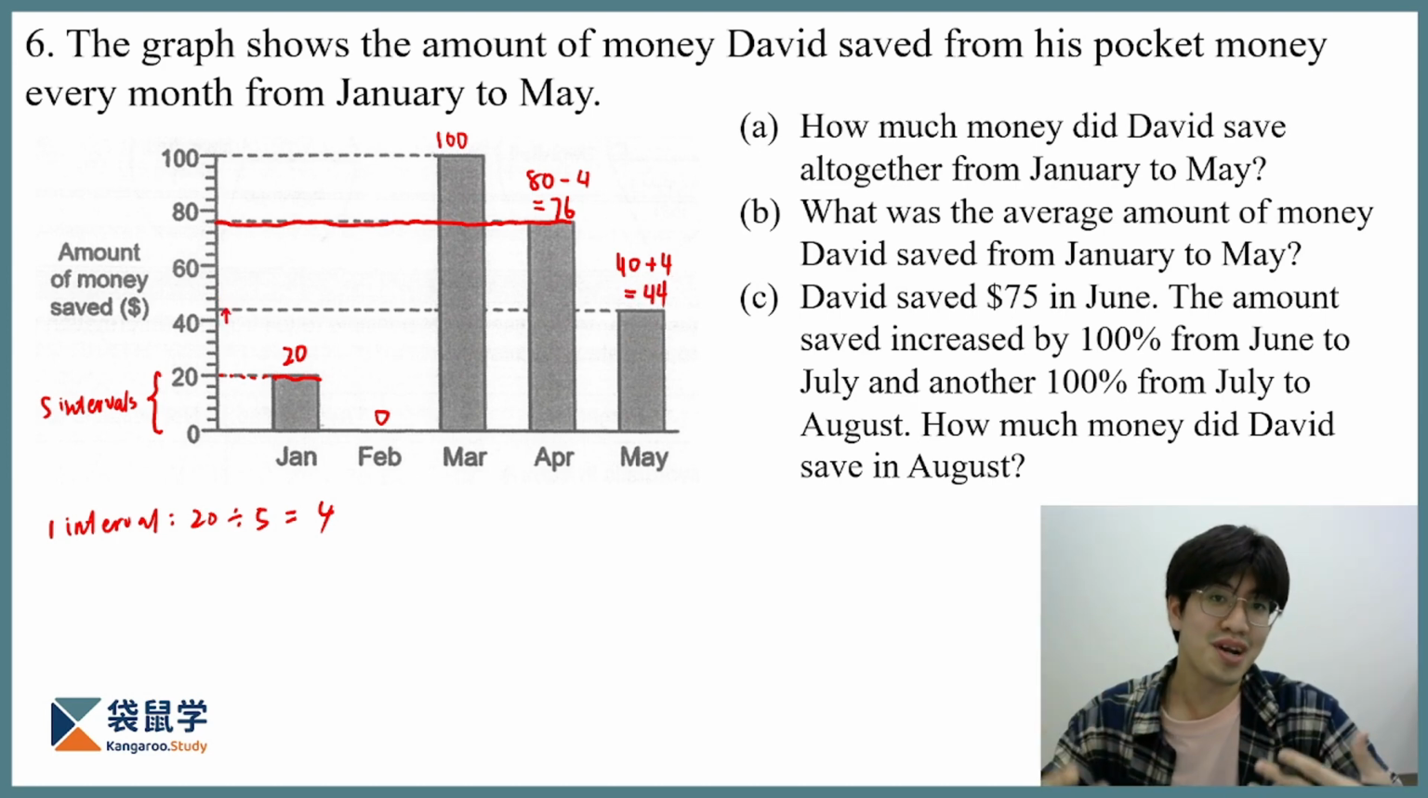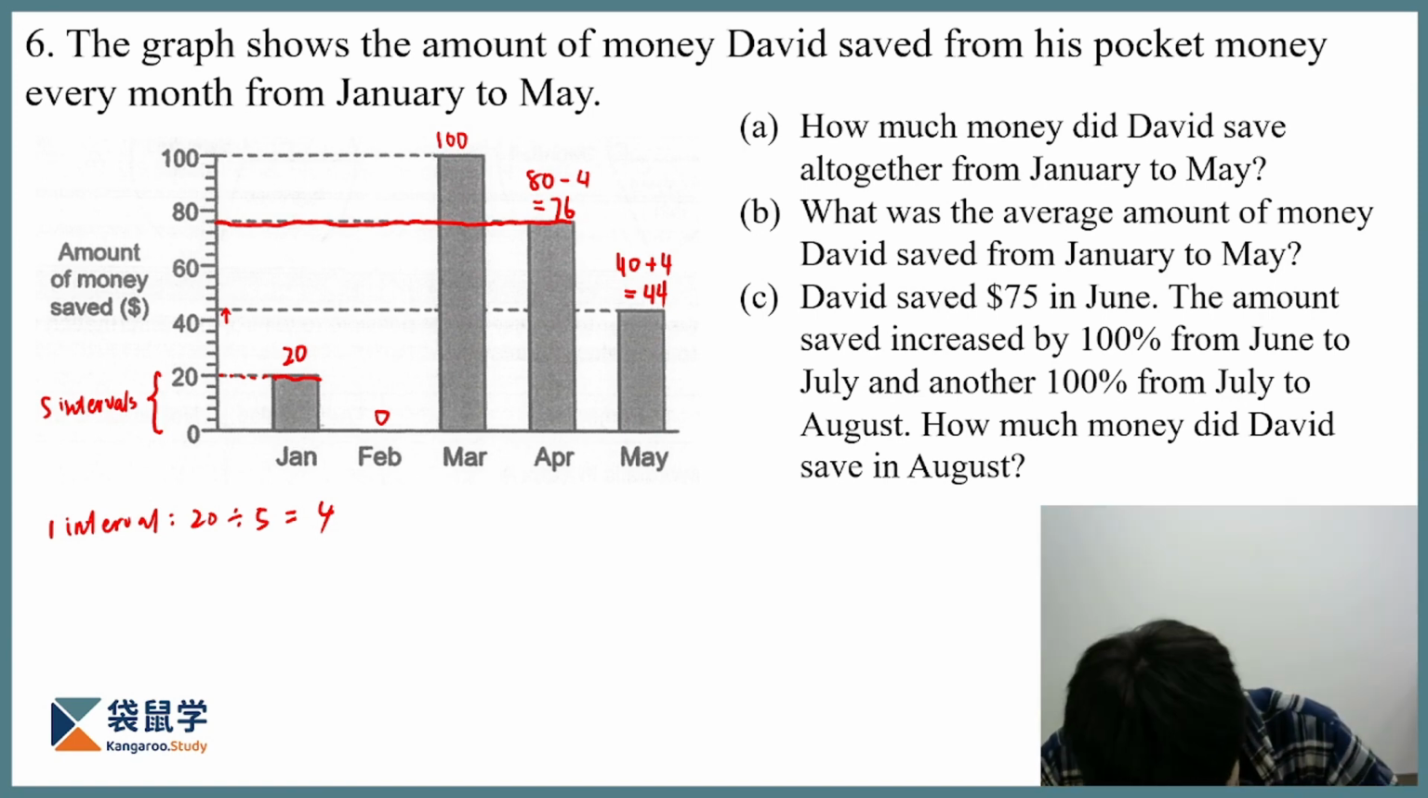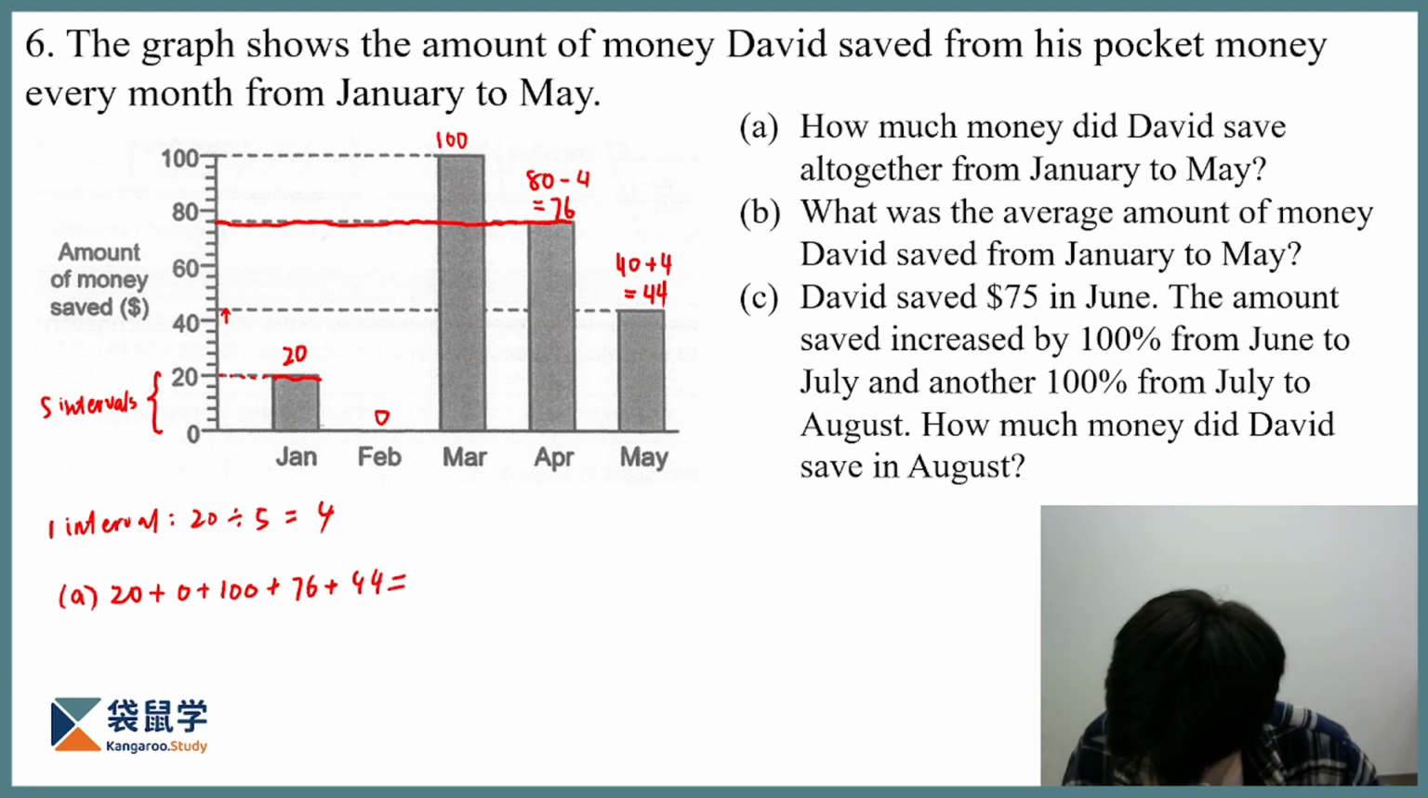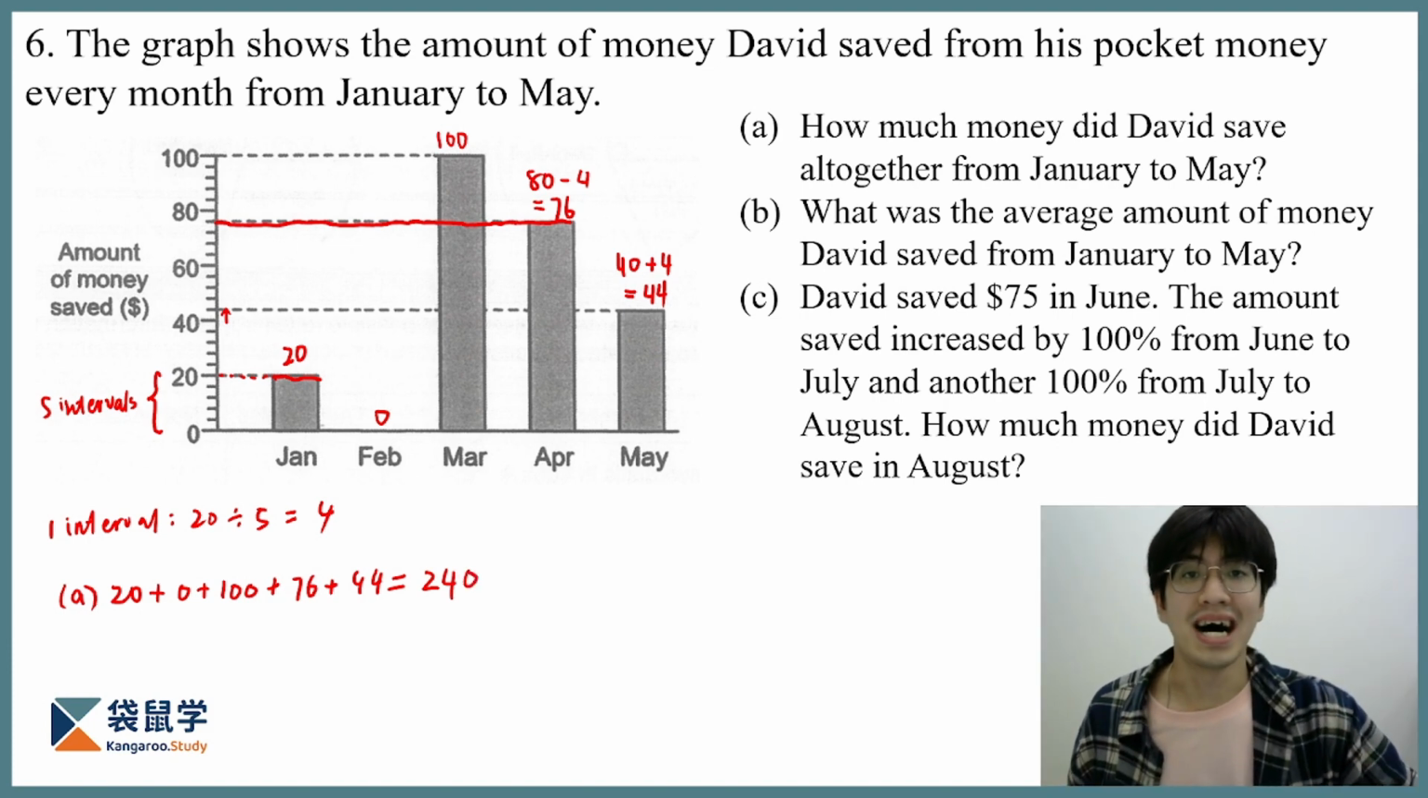So are we ready to work out the total? Yes. So for part A, I will simply take 20 plus 0 plus 100 plus 76 plus 44, which will give me the final answer of 240. So that's part A.